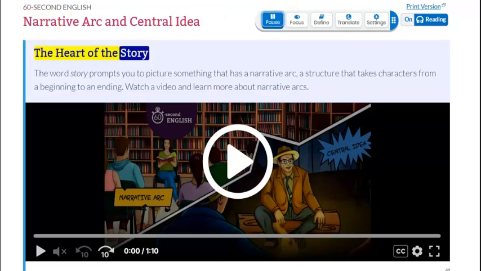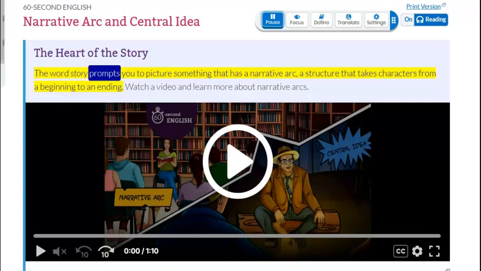The heart of the story. The word story prompts you to picture something that has a narrative arc, a structure that takes characters from a beginning to an ending. Watch a video and learn more about narrative arcs.